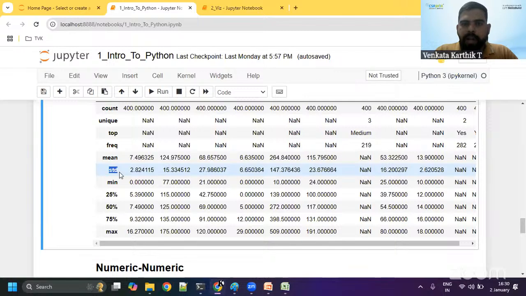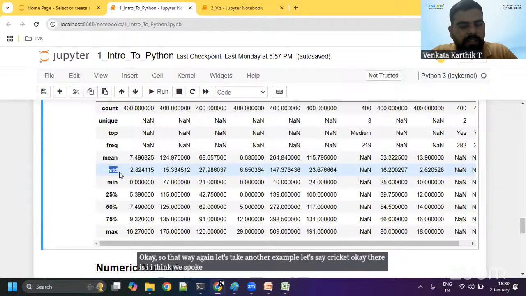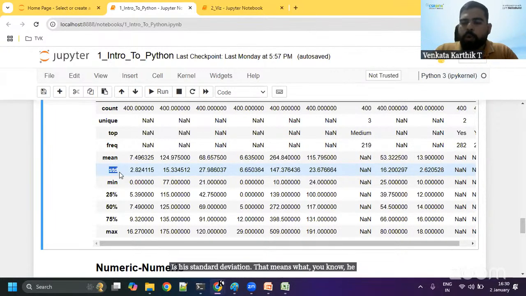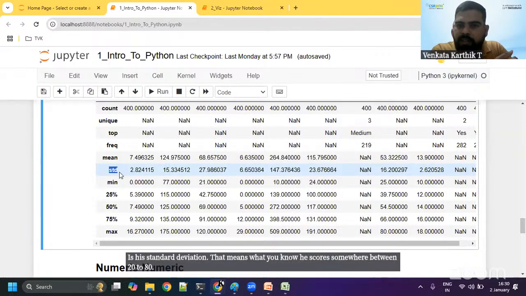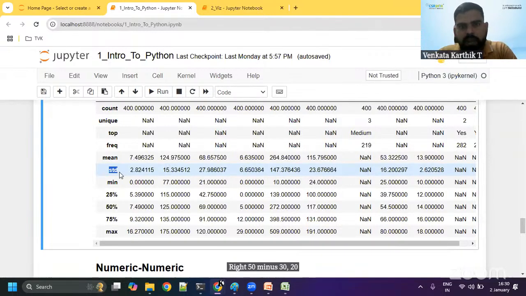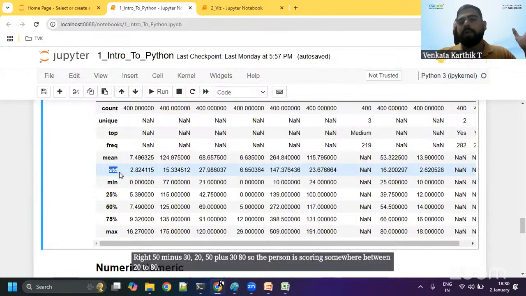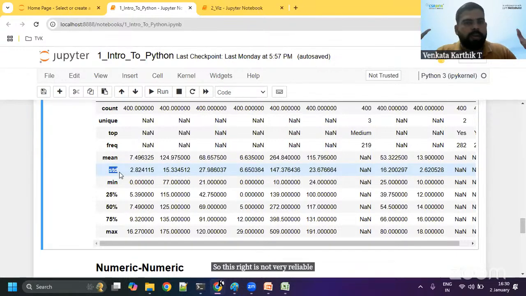Okay. So again, let's take another example. Let's say cricket. I think we spoke about it in the last session also, right? So let's say there is a batsman who is scoring 50. His average is 50 and plus or minus 30 is his standard deviation. That means he scores somewhere between 20 to 80, right? 50 minus 30 is 20, 50 plus 30 is 80. So the person is scoring somewhere between 20 and 80. So this batsman is not very reliable.